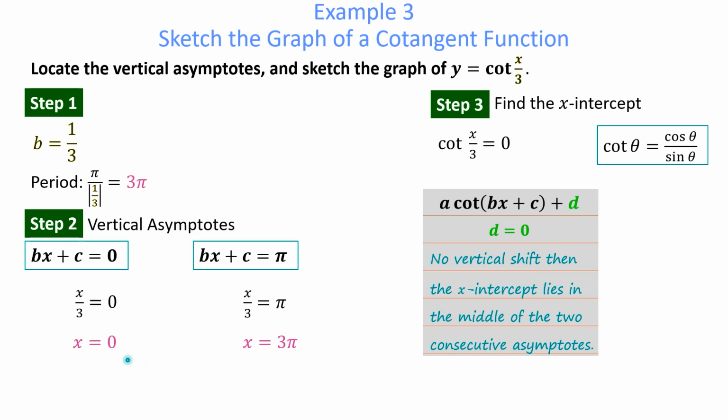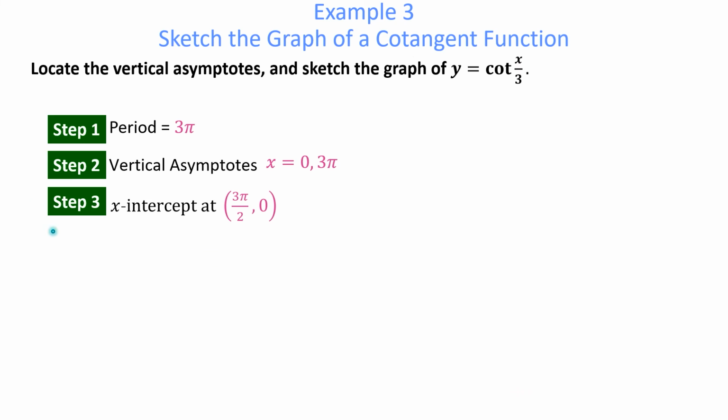So how do we find out the middle value of 0 and 3 pi? We add them together and divide them by 2. So 0 plus 3 pi is equal to 3 pi. 3 pi divided by 2 will give me 3 pi over 2. So we can see the x value is 3 pi over 2, and our x-intercept is at 3 pi over 2, 0.